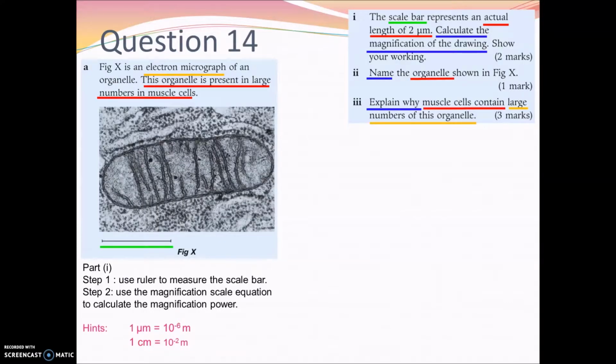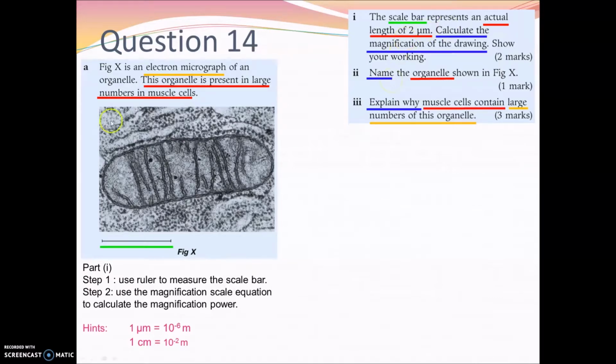And then question 14 is talking about the electron micrograph of an organelle. For this organelle, the question also gives you some hints: this organelle is present in large numbers in muscle cells. Why? You will have part 3 to answer it. But part 1 is talking about the magnification power, and part 2 asks you to name the organelle in figure X.